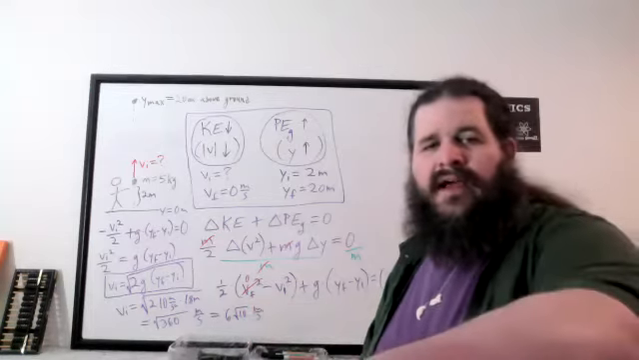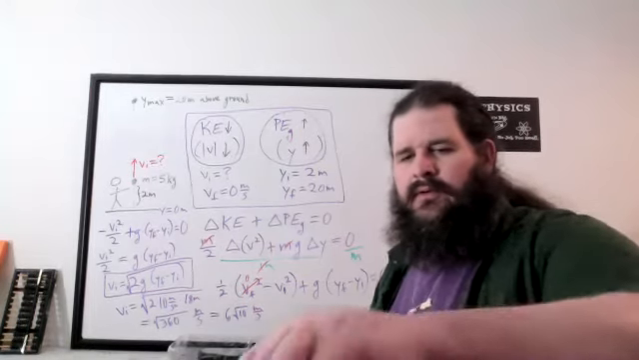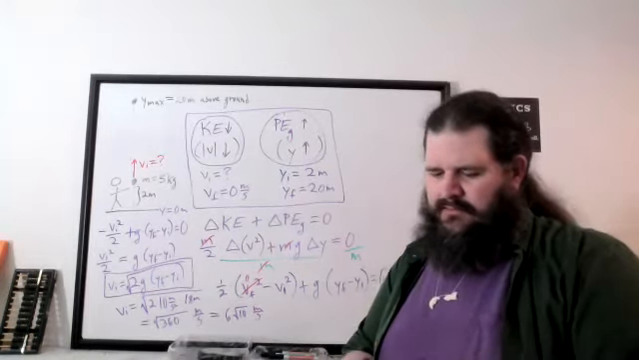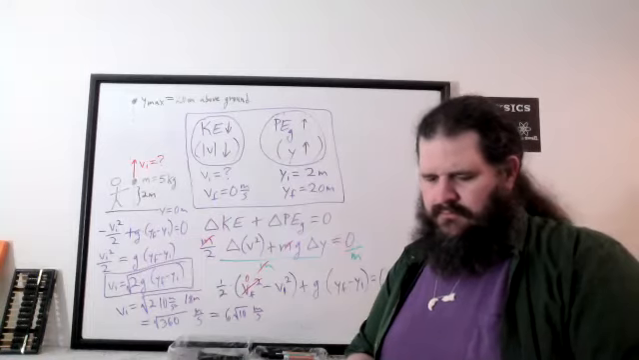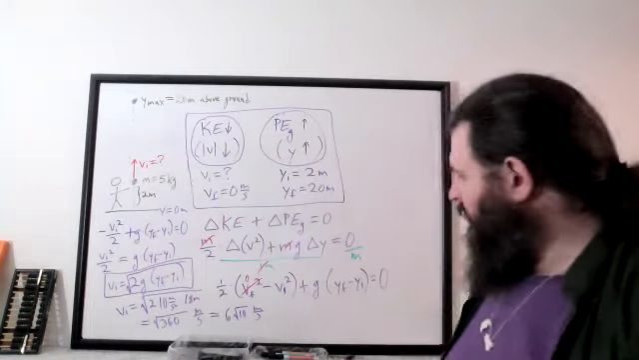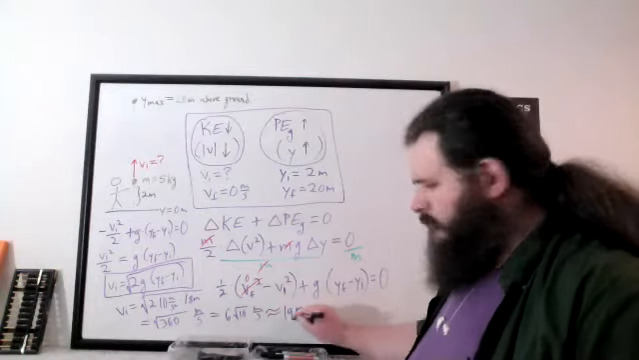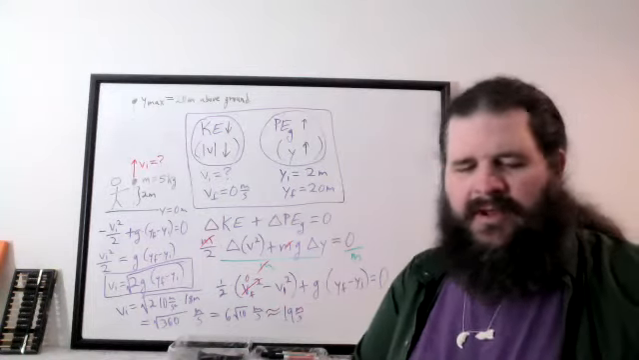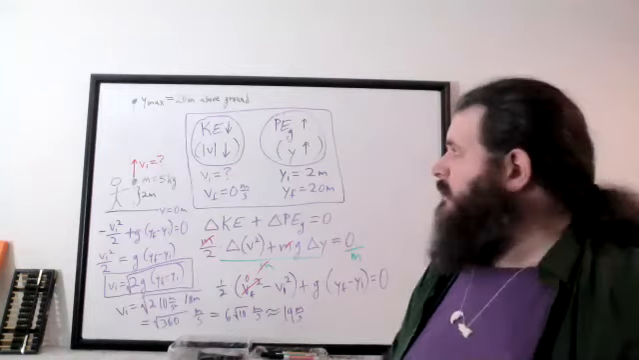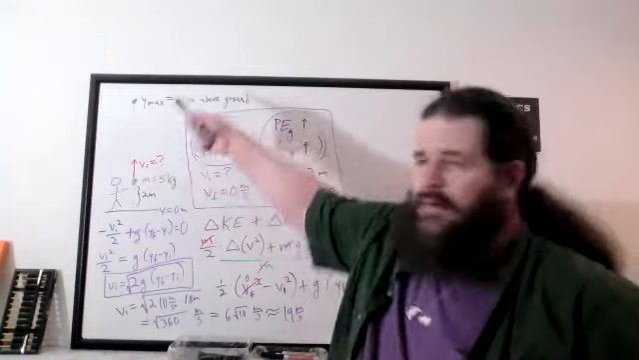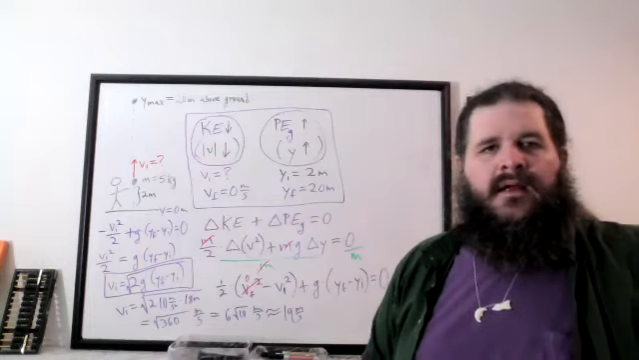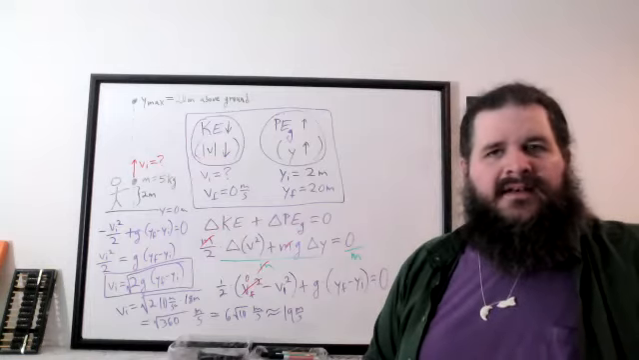So that tells us how fast it's going to have to be thrown. 6 times square root of 10. So about 19. If you throw this at about 19 meters per second straight up, it will reach approximately from 2 meters to 20 meters. Any other questions on that?